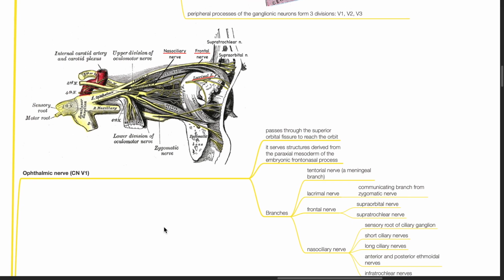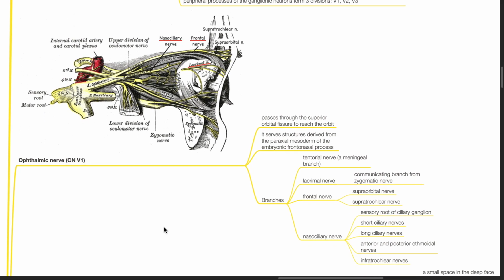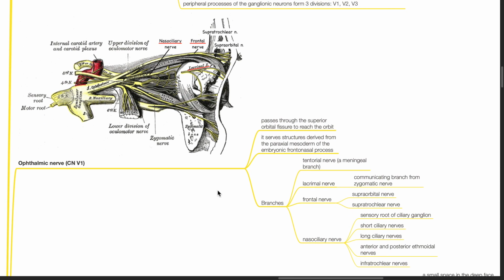The ophthalmic division. Cranial nerve V1 passes through the superior orbital fissure to reach the orbit. It serves structures derived from the paraaxial mesoderm of the embryonic frontonasal process.